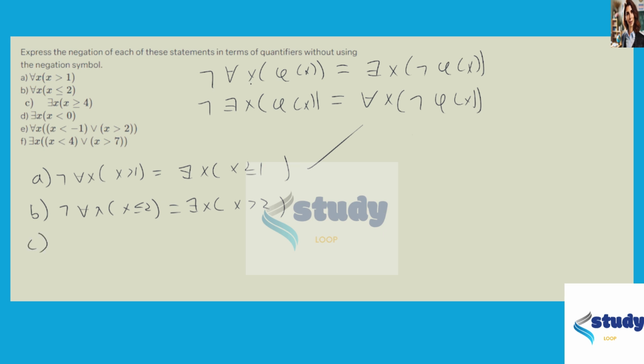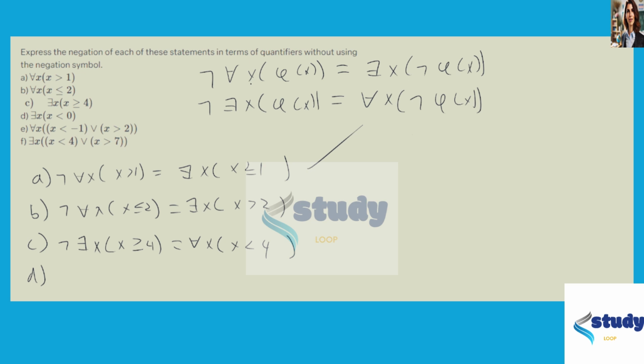See here, there exists an x that is greater than or equal to 4. To negate that, we say for all x, x is not greater than or equal to 4. What does it mean for x not to be greater than or equal to 4? Well, it means that x has to be less than 4.